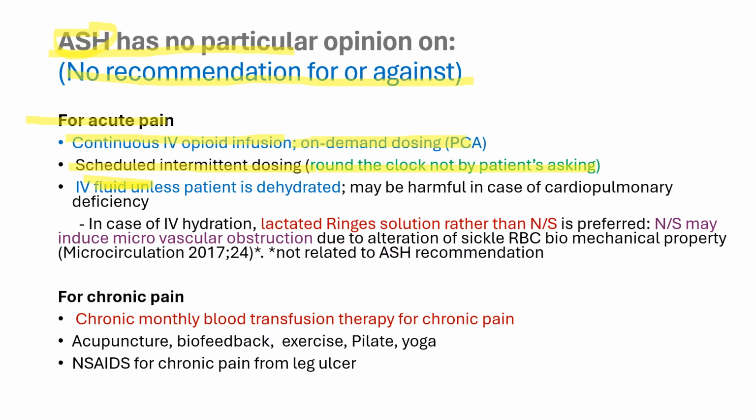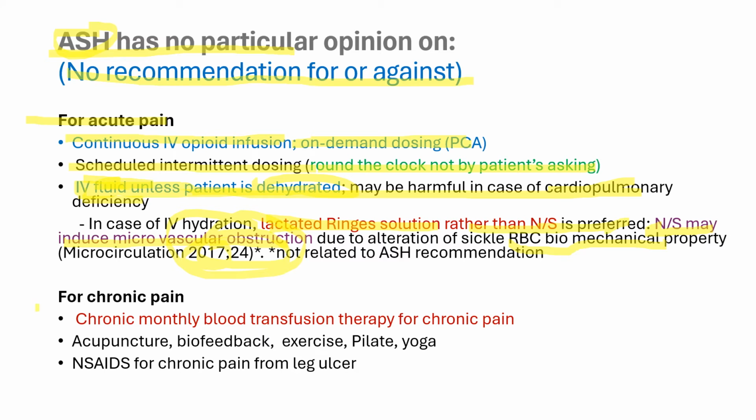indiscriminate IV fluid may not be great, because many patients with sickle cell anemia or disease have cardiopulmonary deficiencies. But when the patients are dehydrated, then you have to use IV hydration. In case of IV hydration, lactated Ringer solution rather than normal saline is preferred because a study showed that normal saline may induce microvascular obstruction due to alteration of sickle red blood cell biomechanical property. This is not related to the ASH recommendation.